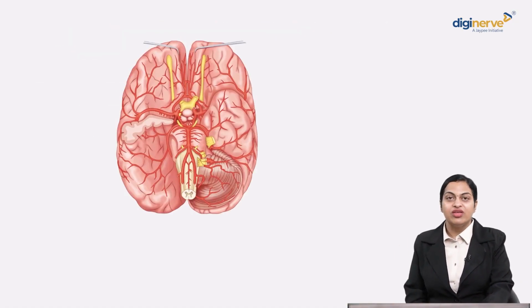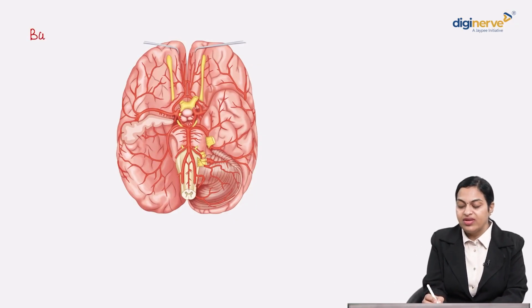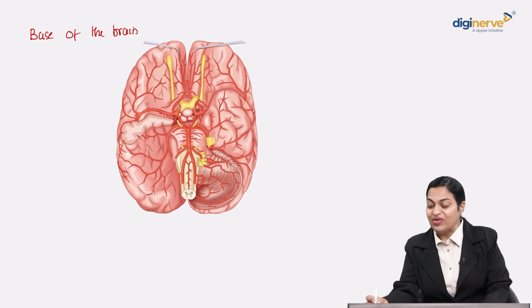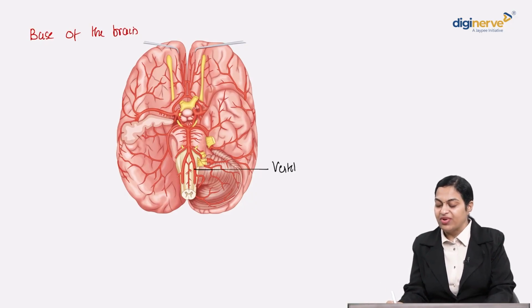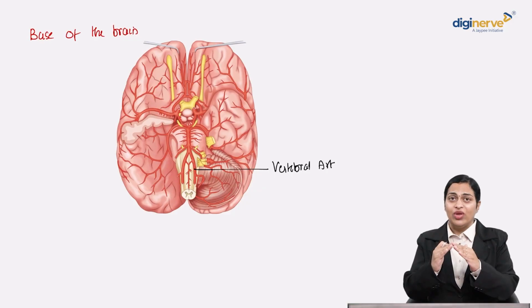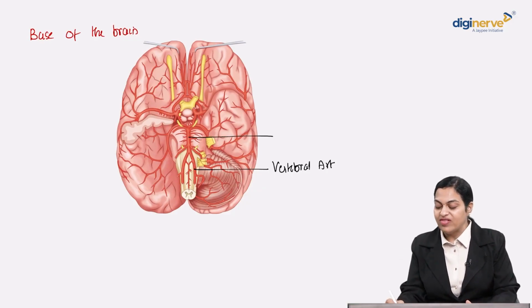So, what is this picture that you see here? The base of the brain, isn't it? Right? What are the arteries you get to see here? This one here is the vertebral artery. Right? The right and the left vertebral artery, they unite to form the basilar artery that lies over the ventral surface of the pons.